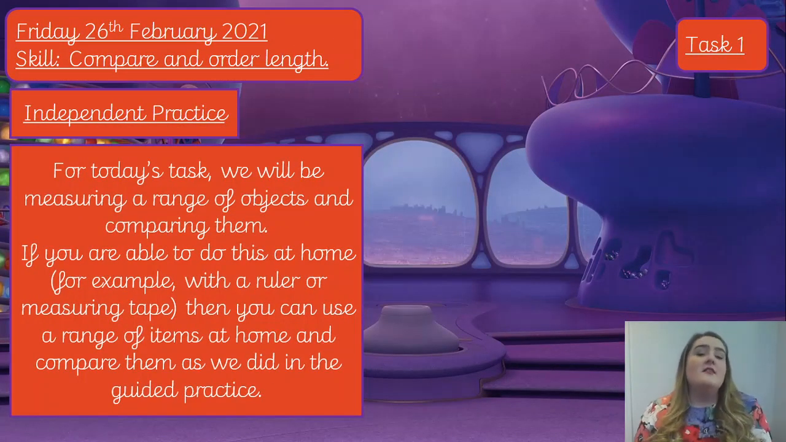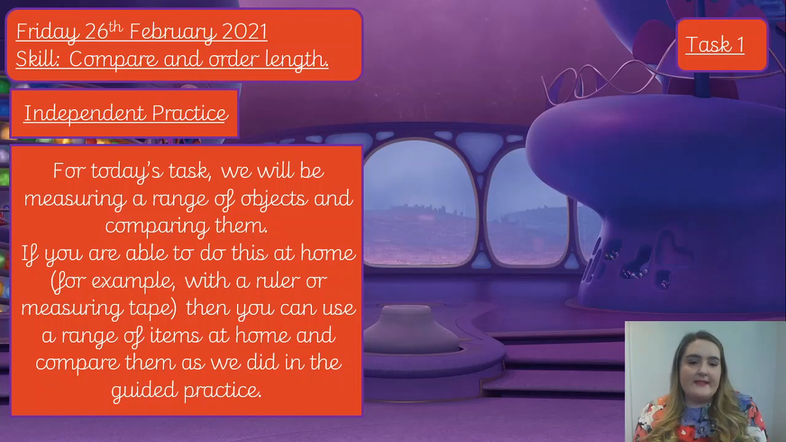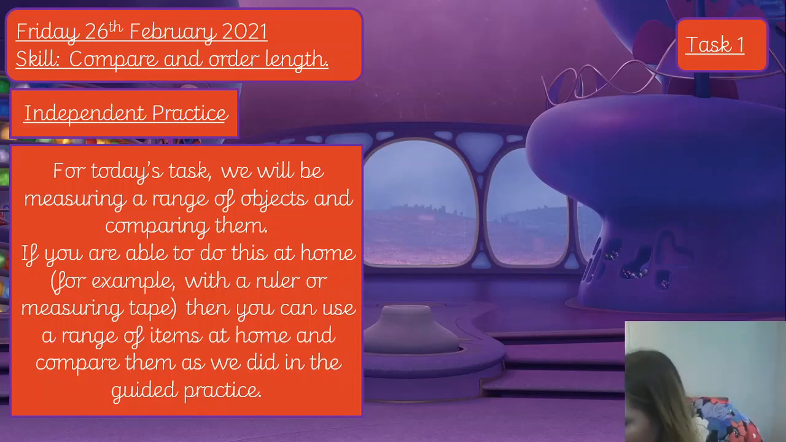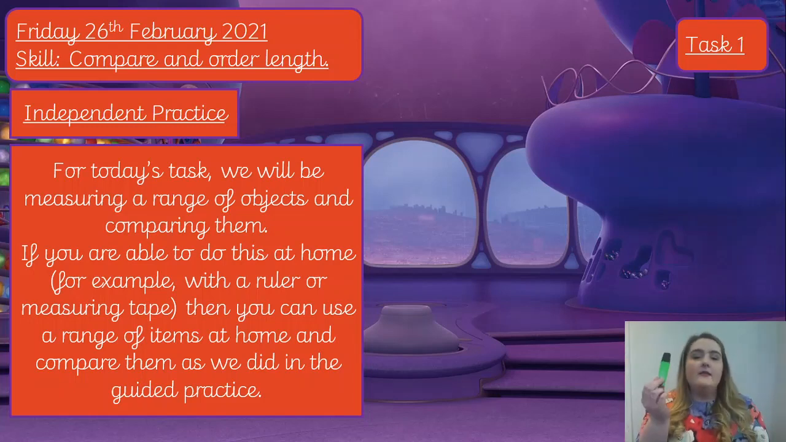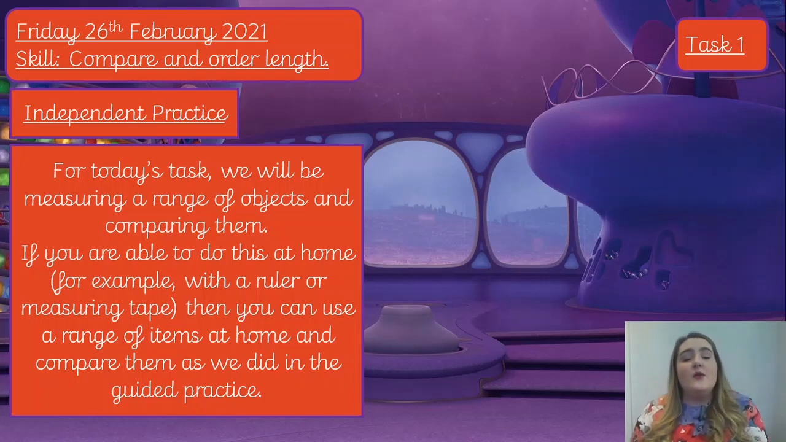So, task 1 then of your independent practice. For today's task, we will be measuring a range of objects and comparing them. If you're able to do this at home, so if you've got a ruler or a measuring tape, then you can use a range of items at home and compare them as we did in the guided practice. So, for example, you've got a pen, you're going to measure your pen, and I've got a highlighter here. You're going to be measuring both of them using either a ruler or a measuring tape. And then once you've got your measurements for the two items, you can compare them.